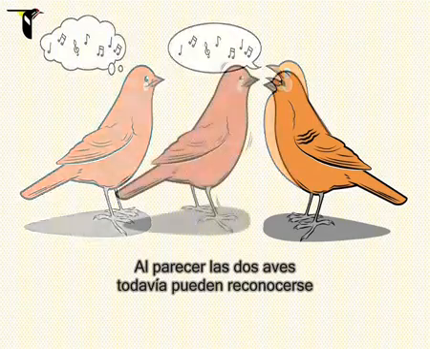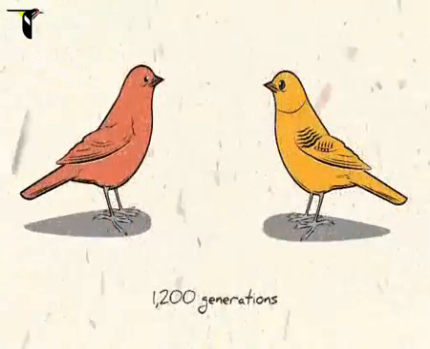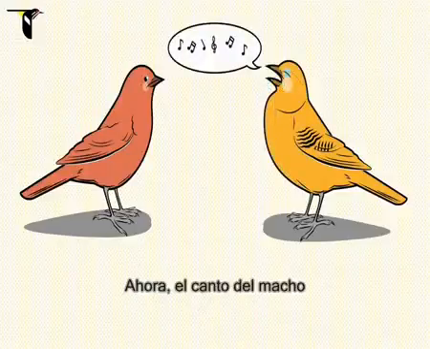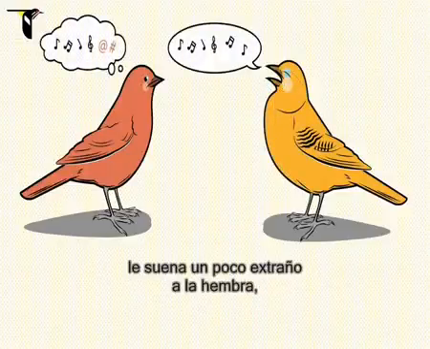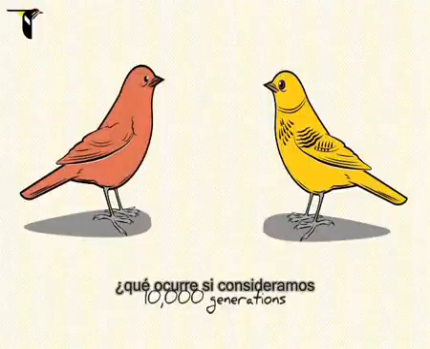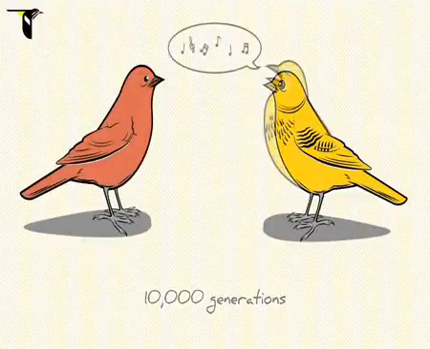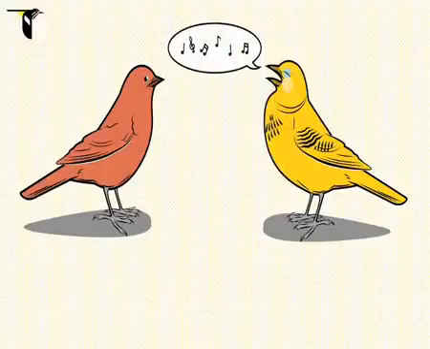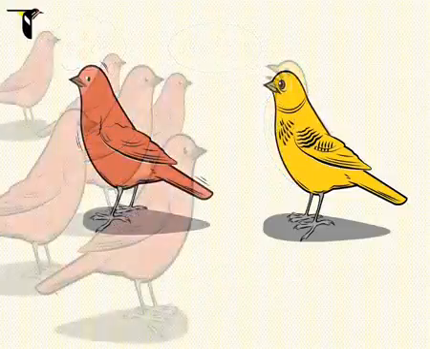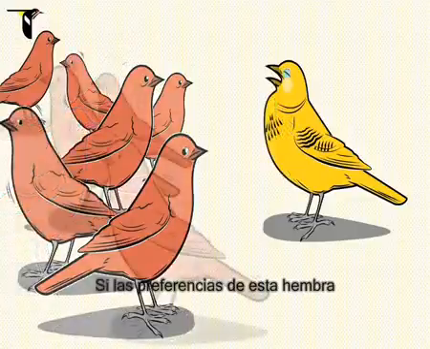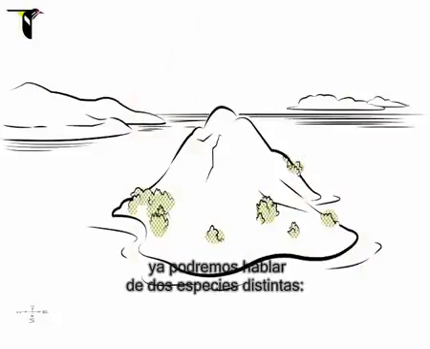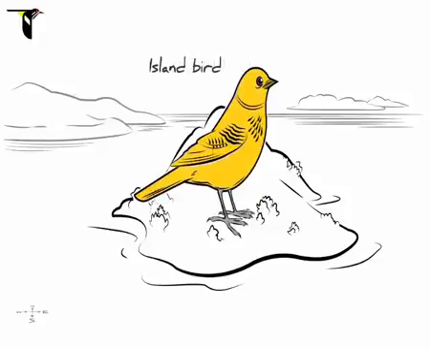It appears that these two still recognize each other as members of the same species. How about after another 1,000 generations of isolation? Now, the female finds this island male's song a bit strange, but she still chooses to mate with him. What if we fast forward again to 10,000 generations of isolation? This time, the female doesn't even recognize the male song and is completely uninterested. If this female's mating preferences are widespread in the population, we now have two bona fide species, mainland and island.